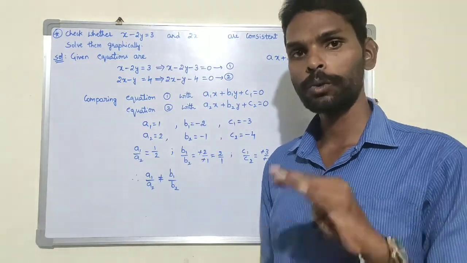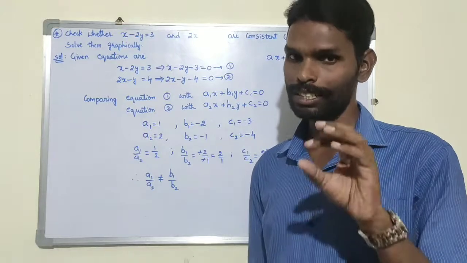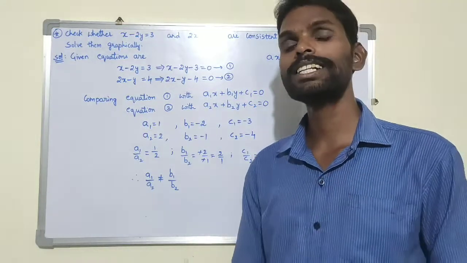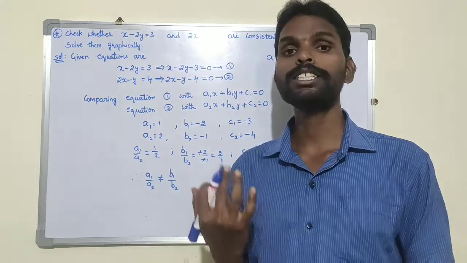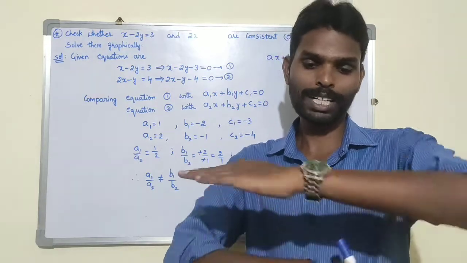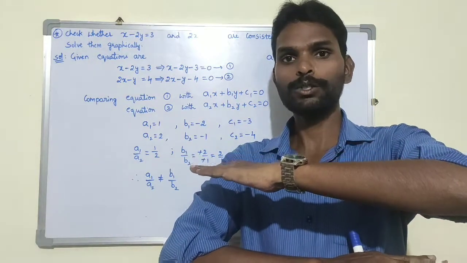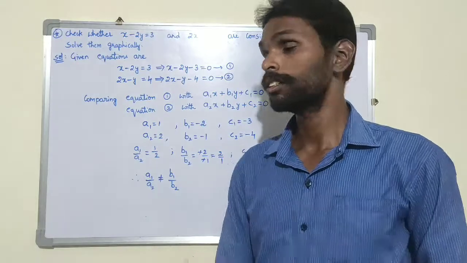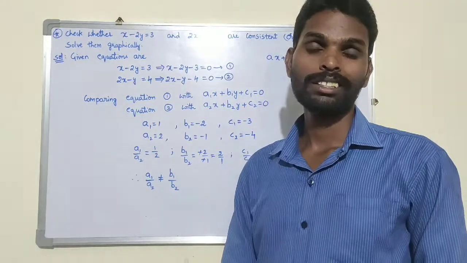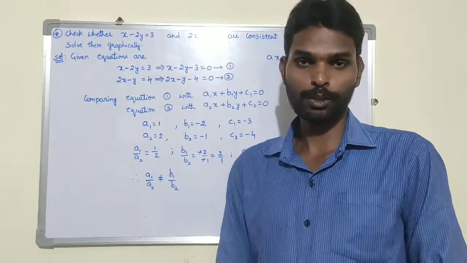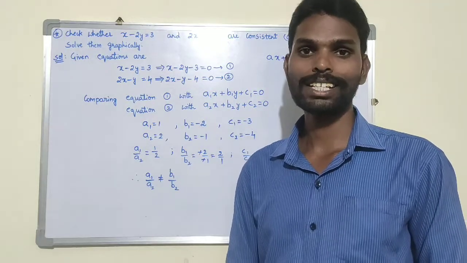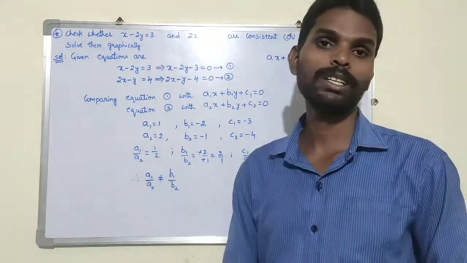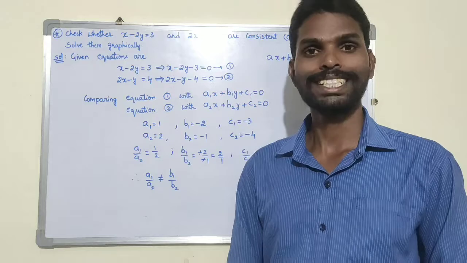Both coincident lines and intersecting lines are called consistent lines, whereas parallel lines are called inconsistent lines. Why are they called inconsistent? There is no chance of getting a solution. Suppose you consider two parallel lines like this, there is no chance of meeting. So, the two lines will not meet and there is no possibility of finding a solution. That's why parallel lines are called inconsistent lines, whereas intersecting lines and coincident lines are called consistent lines.